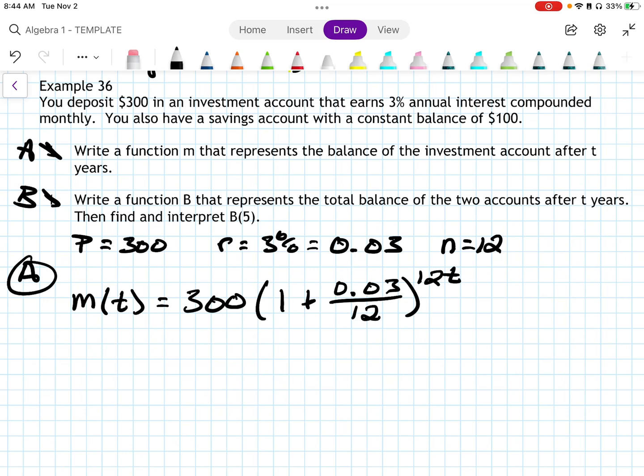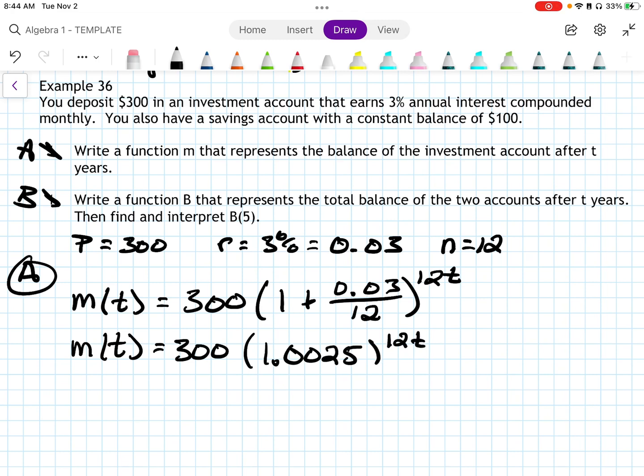Now we want to simplify this a little bit. We'd have M of T equals 300, and then this should be 1.0025 to the 12T. So now that we have this formula, we could look out and say, well, how much money would we have in the investment account in 5 years?